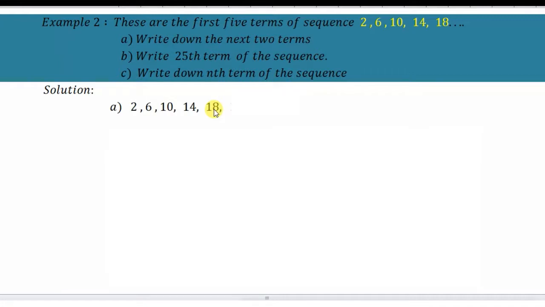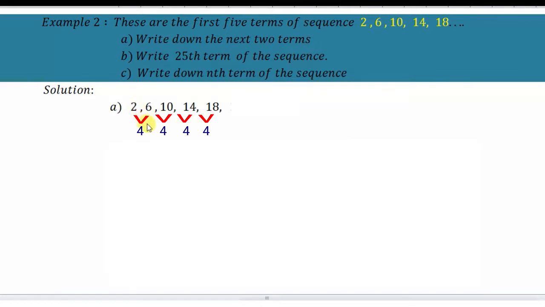To write the next term of the sequence, what do we need to know? We need to know the common difference. So 6 minus 2 is 4, 10 minus 6 is 4, 14 minus 10 is 4, 18 minus 14 is 4. So the difference between 2 consecutive terms of the sequence is 4. So the difference will be 4.